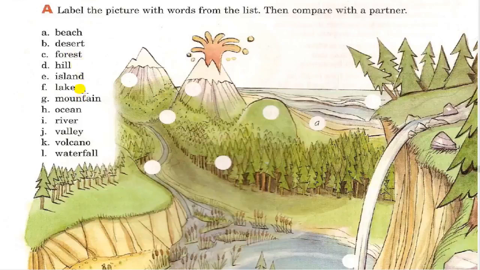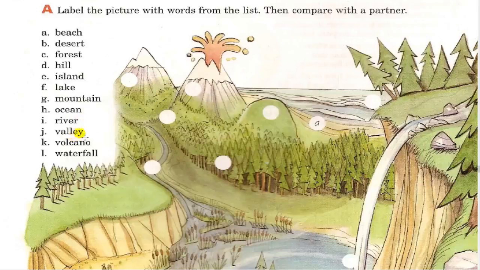lake, like Nasser Lake, mountain. You know, a mountain is higher than a hill. A mountain is more than 1,000 meters high. Ocean, like the Atlantic Ocean. River, like the Nile, the Mississippi, the Amazon River.